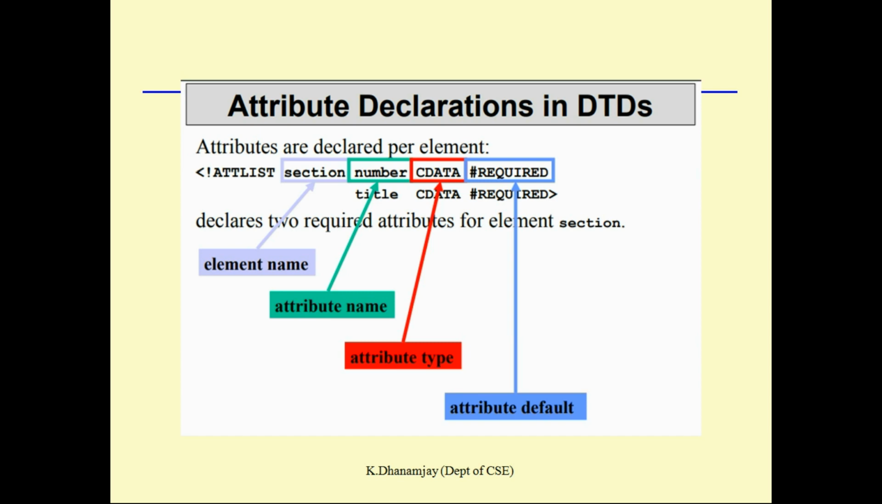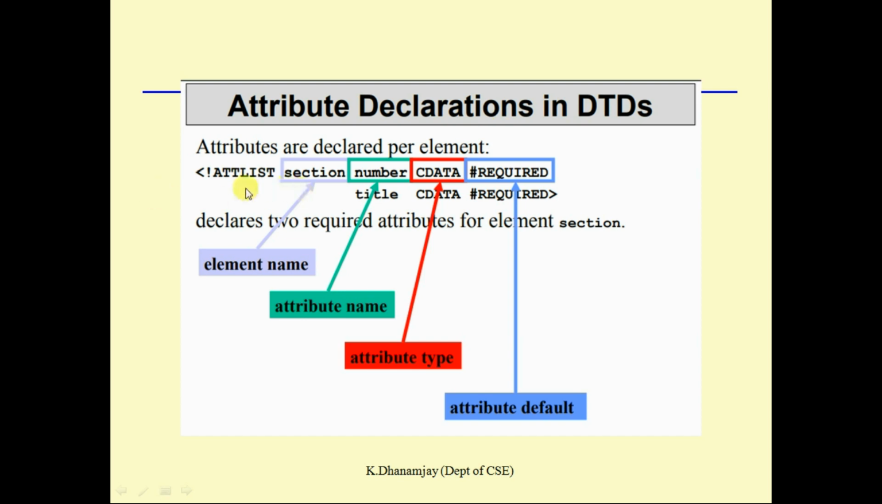Image will have src, height, width like that. In the same way, if you want to specify attributes for an element, then you have to use ATTLIST, nothing but attribute list. So what I am discussing is the concept of attribute declaration in DTD, how you can declare your attributes in DTD code.